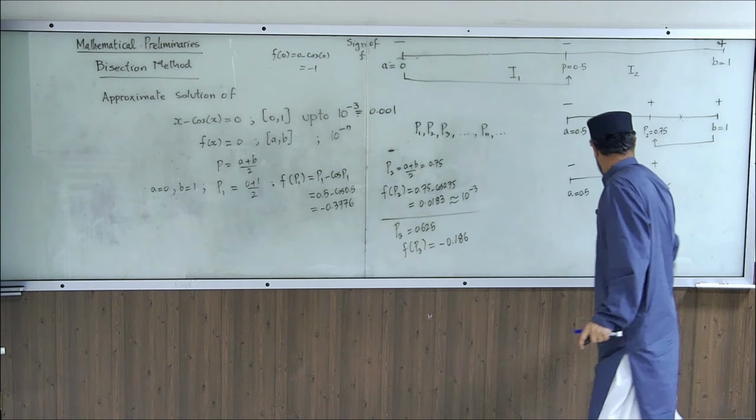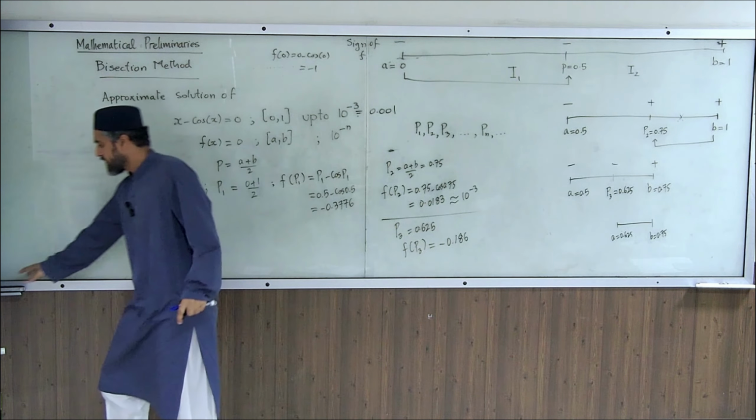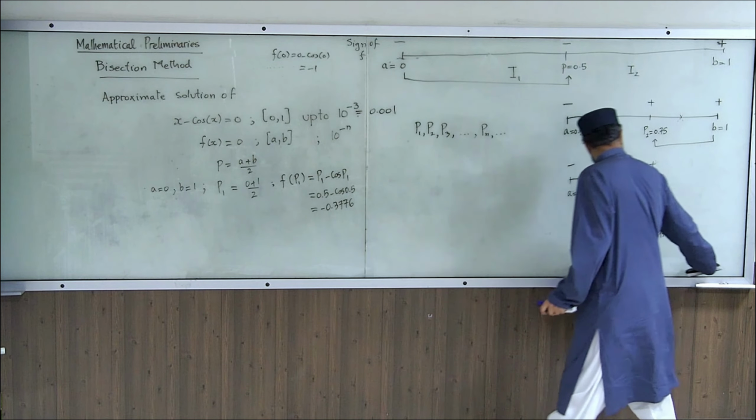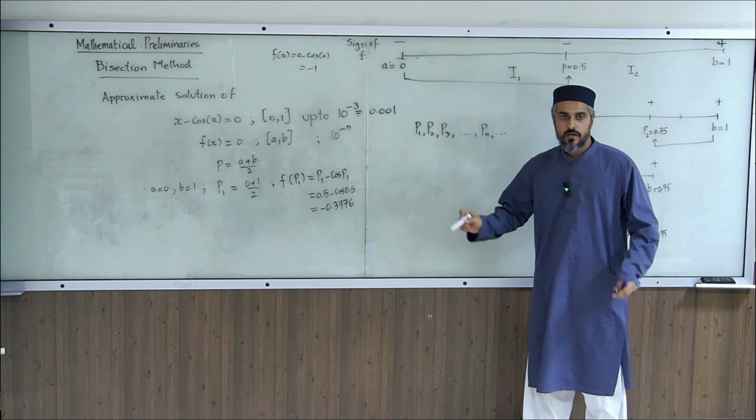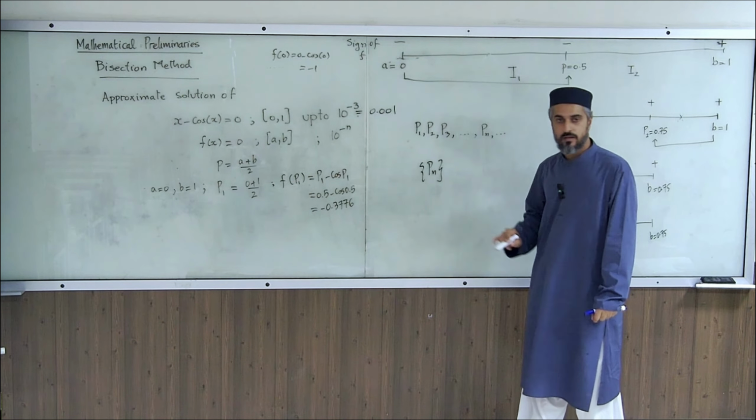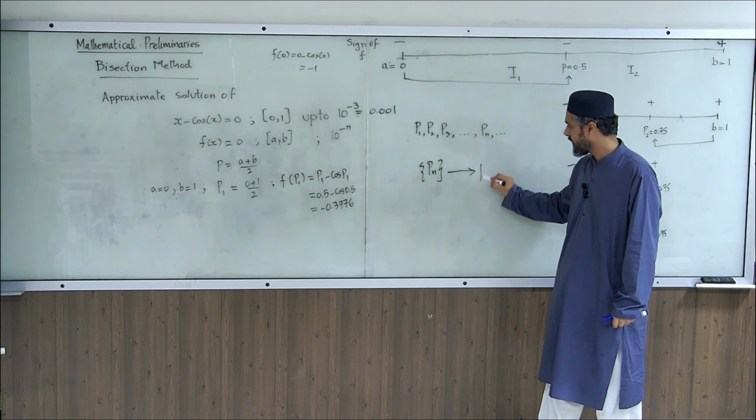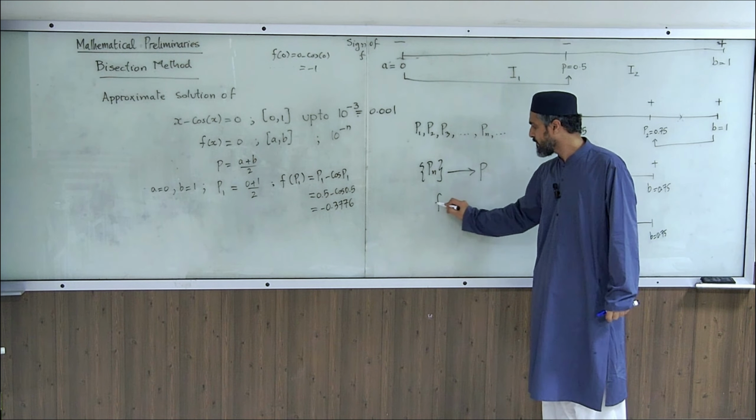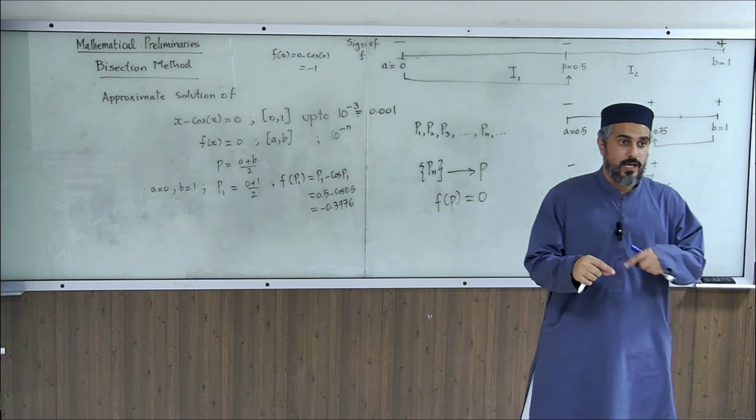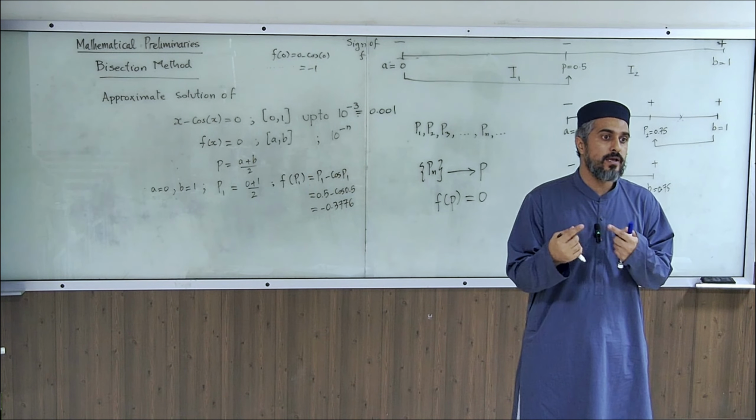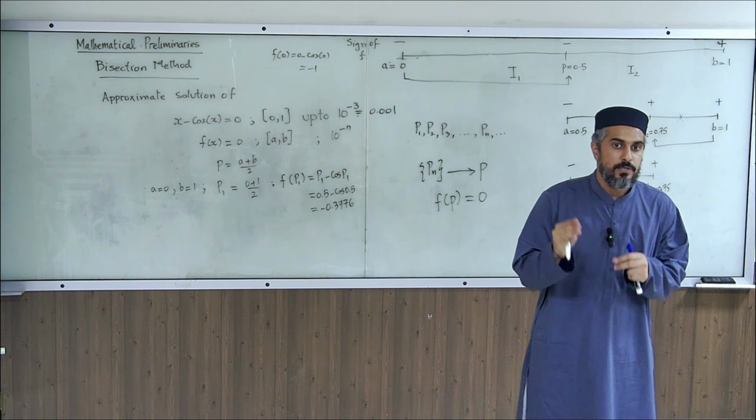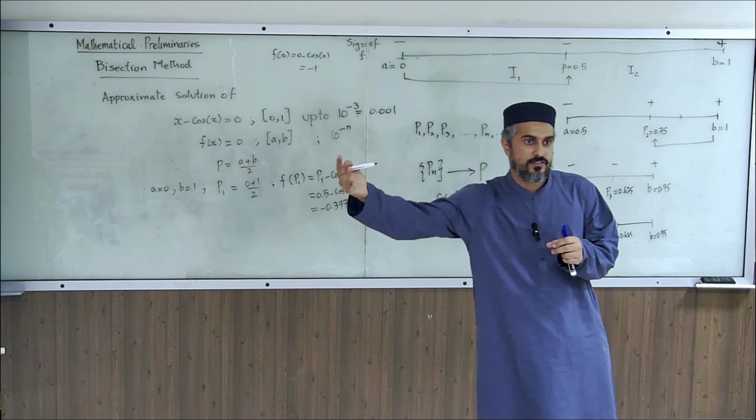Okay, so I'll just conclude this so you'll have an idea. This is a sequence Pn which is going towards a point P, and this point P has the property that the function will be 0 at that point. But your accuracy, your tolerance, will decide how many steps you need to do. When I use the word steps, it means the value of n. P1, P2, P3, P4, P5, P6, how many solutions?